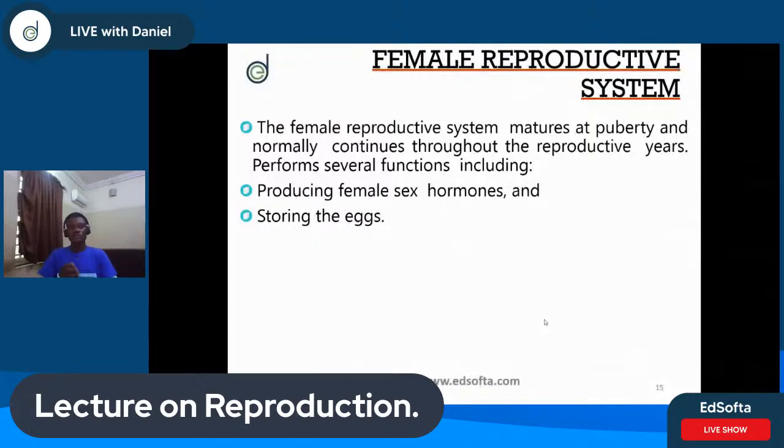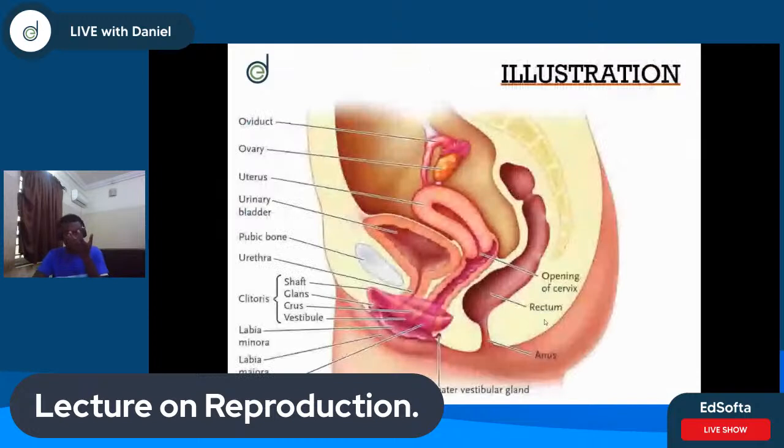Now, the female reproductive system matures at puberty and normally continues throughout the reproductive years, performing several functions including what? Producing female sex cells and hormones and storing eggs. It produces female sex hormones, that is your estrogen and progesterone, and it also stores the eggs or the ova. Now, this is an illustration to show.